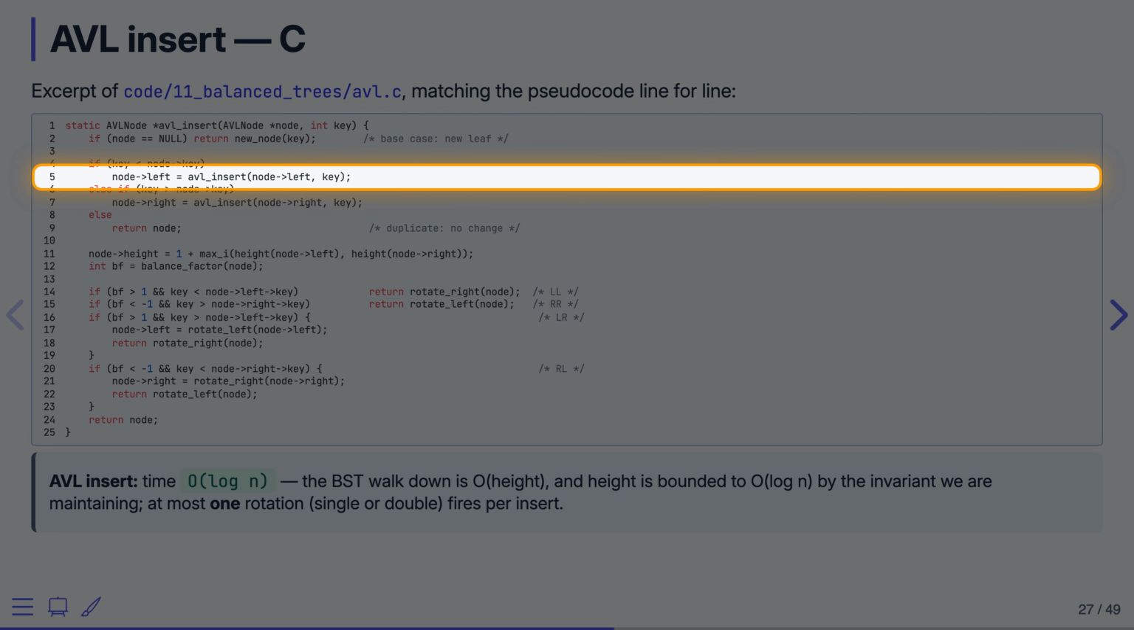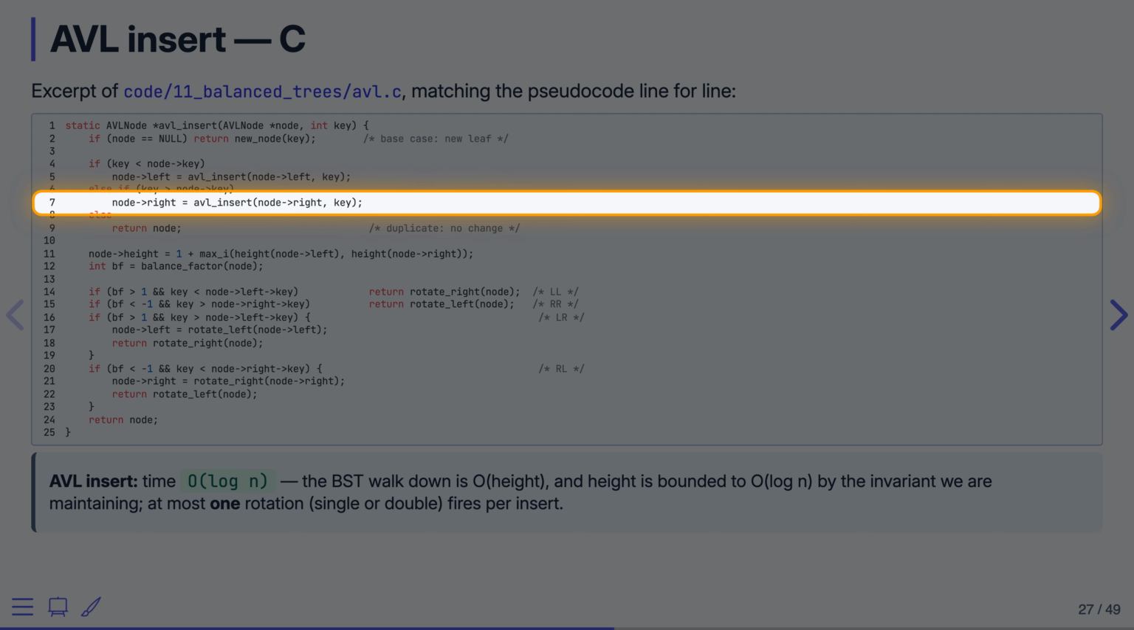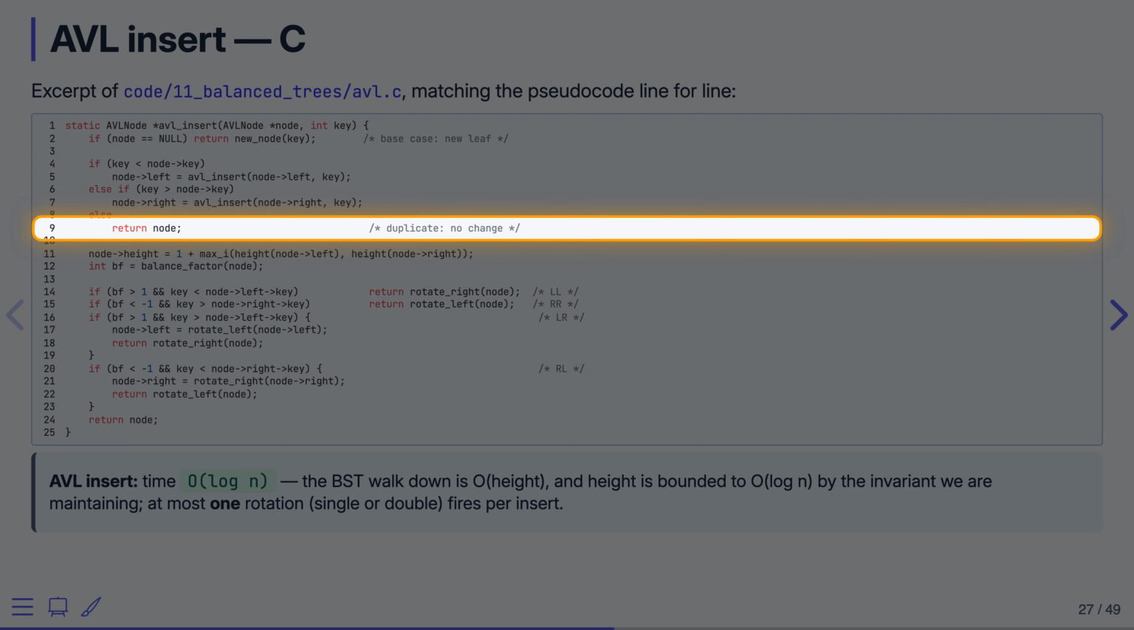If the key is smaller than node arrow key, we go left. We call AVL insert on the left child, and we store the result back into node arrow left. If the key is larger, we go right the same way, and store the result back into node arrow right. If the key is equal, it is already in the tree. We just return the node with no change.